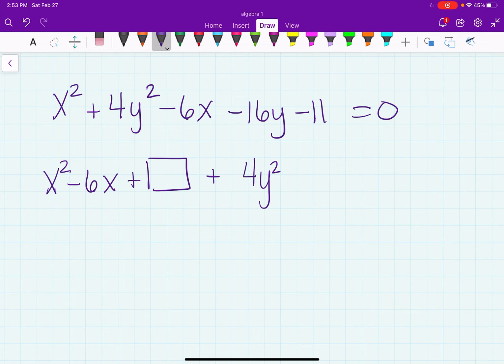And I'm going to do something here because I noticed that. And I'm not going to put my diamond yet. And then I'm going to add 11 to both sides.